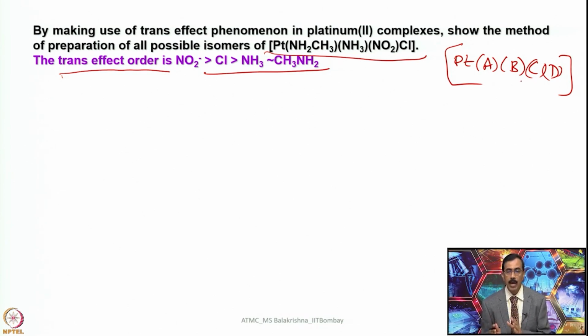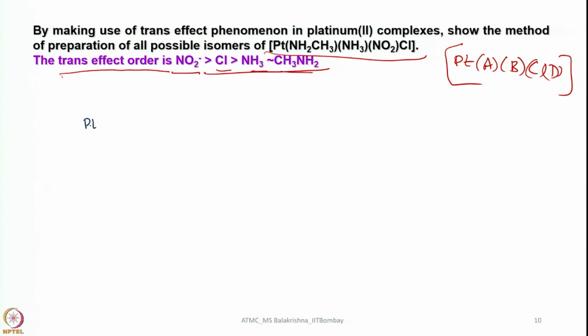With this one we can have a maximum of 3 geometric isomers. Let us see how we can prepare these 3 isomers using the trans effect order that is provided here: NO2 minus, Cl, NH3 and methylamine. Let me start with a complex of this type, the simplest one, having 3 chlorides and 1 NO2, and this is 2 minus. Now we shall add first ammonia.